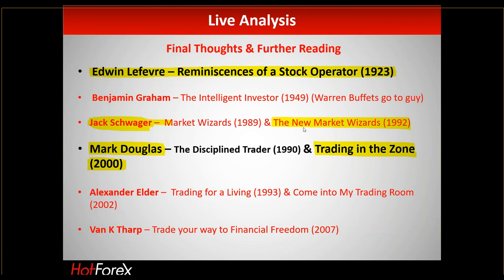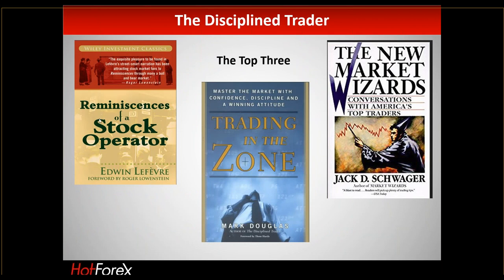Another real favorite of mine is the Market Wizards series. The New Market Wizards was one of the first books I bought as well, along with all these. Elder and Van Tharp were really good teachers of equity traders and commodity traders as well. Benjamin Graham, The Intelligent Investor, has been around for years and years. Long-term investment, that's what Warren Buffett trades by, and it got him first started. But these are the three, particularly these two: Reminiscences of a Stock Operator and Trading in the Zone.